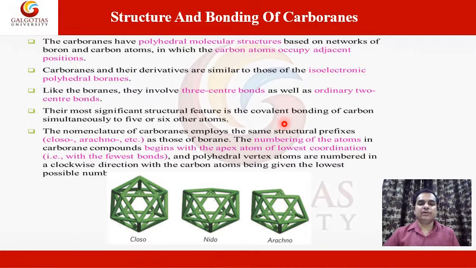atoms. The nomenclature of carboranes employs the same structural prefixes, like closo, nido, arachno, and so on, which we have used in the case of boranes also. And the numbering of the atoms in carborane compounds begins with the apex atom of the lowest coordination, that is, with the fewest bonds, and the polyhedral vertex atoms are numbered in a clockwise direction, with the carbon atom given the lowest possible number in the case of carboranes.